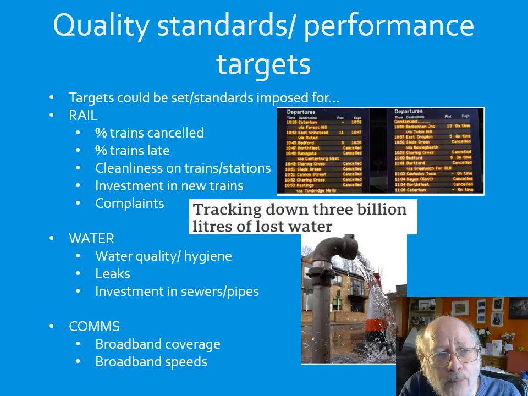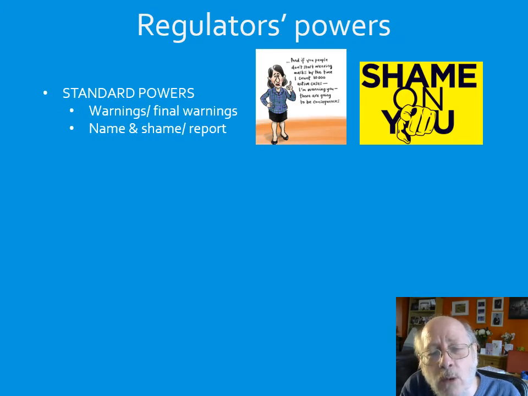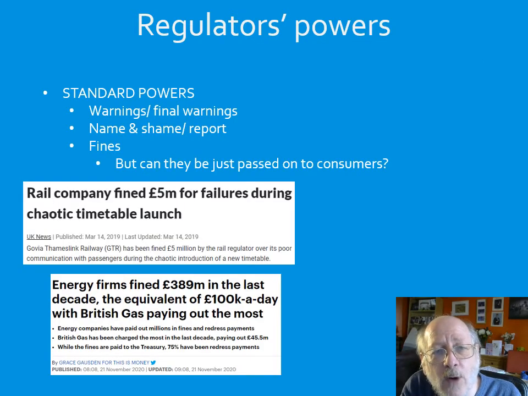So what can regulators do? Well, again, think about your example in school or college. What would happen first of all is they'd be given a warning or a final warning, or they could be named and shamed, put on report, that sort of thing, put under special measures. They could be fined, but of course we're looking at a monopoly position, so possibly they could just be passed on to consumers unless we have effective price caps in place.